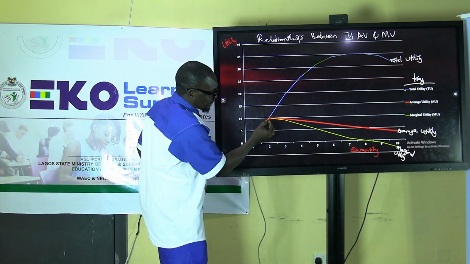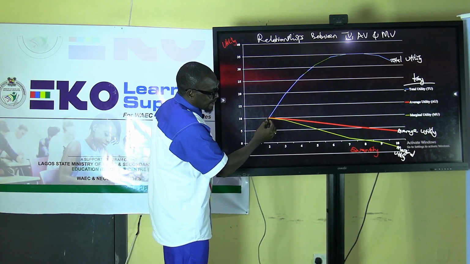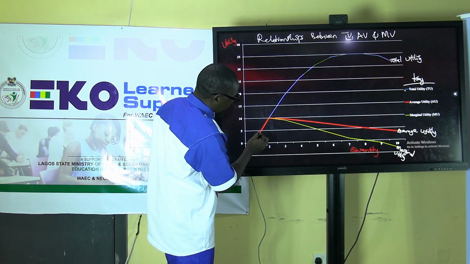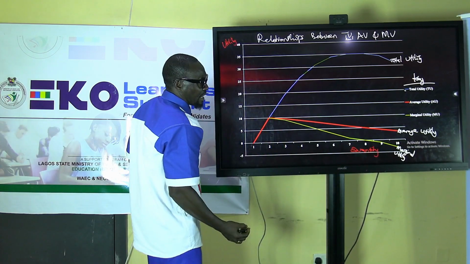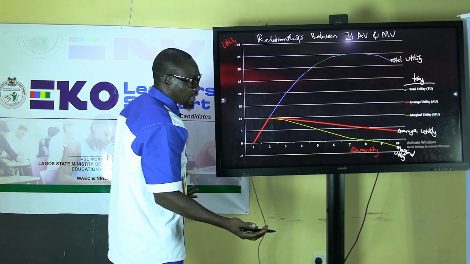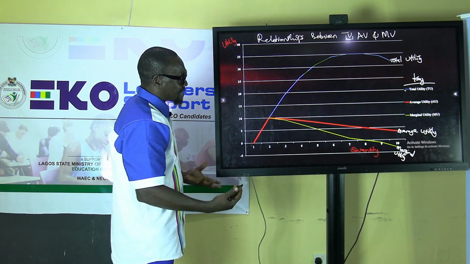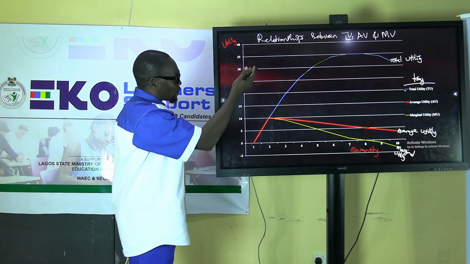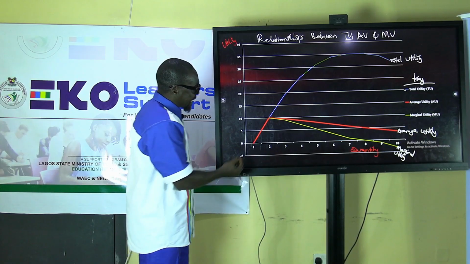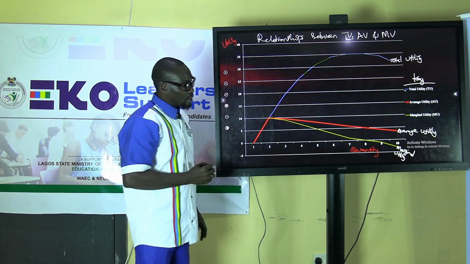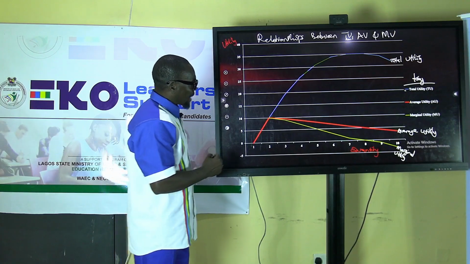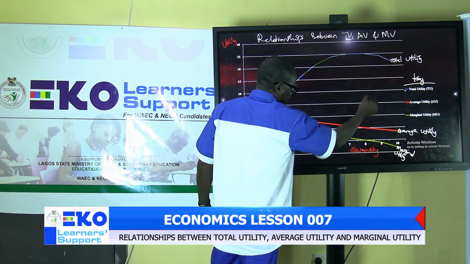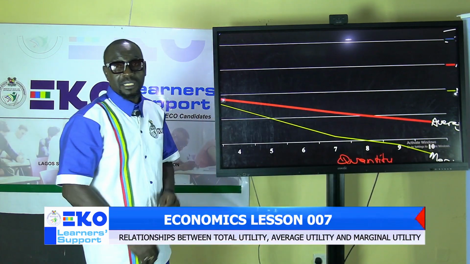As we can see here, marginal utility is typically downward sloping. It's typically downward sloping from left to right, like a demand curve. And later on, we'll see this relationship. Average utility rises, gets to a peak, just like the total utility, and then falls. But at that peak, it is always equal to marginal utility. And total utility rises, gets to a peak, and begins to fall. And at its peak, it is when marginal utility is equal to zero.